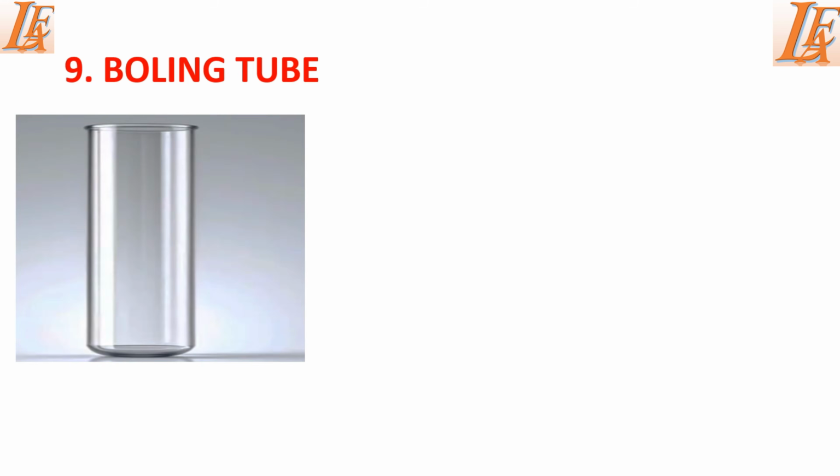Another apparatus that we have is a boiling tube, and a boiling tube is a large thick-walled test tube made of heat-resistant glass. So a boiling tube looks exactly like a test tube. The only difference is that it is thick-walled. The walls of the boiling tube are thick, and another thing is that the glass which is used to make a boiling tube is heat-resistant. It cannot crack easily when exposed to heat.